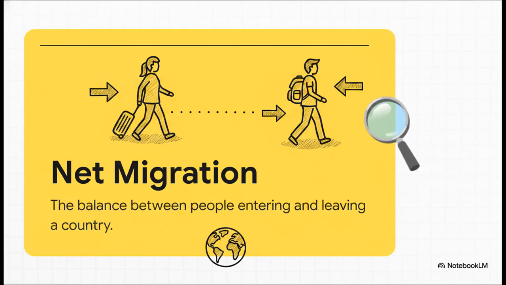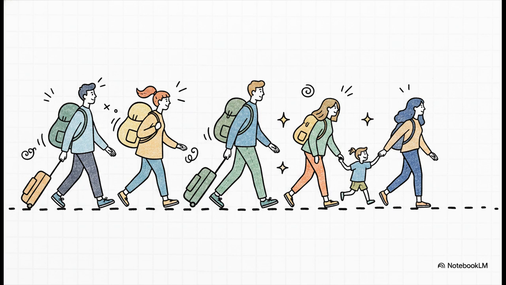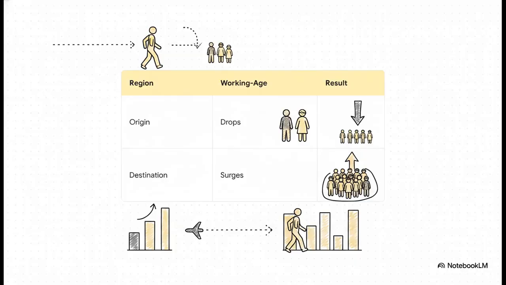Next is our wild card, net migration. That's just the balance of folks entering versus leaving a country. Migration is totally selective, though. Young adults, often single or with kids, are way more likely to move. When young workers leave, their home areas suffer. They're left aging, carrying a much higher dependency burden.